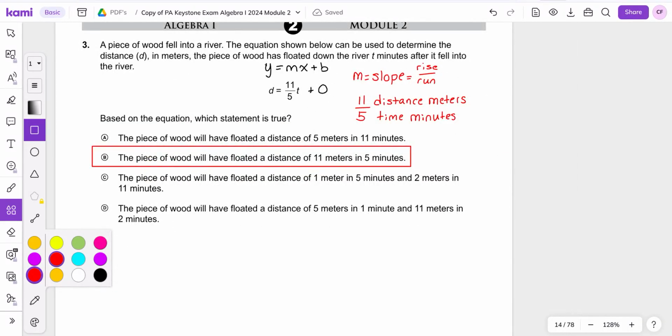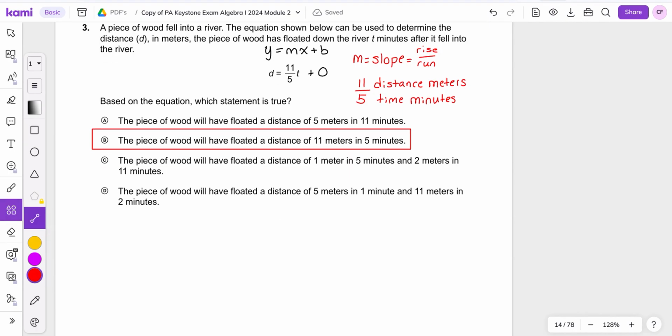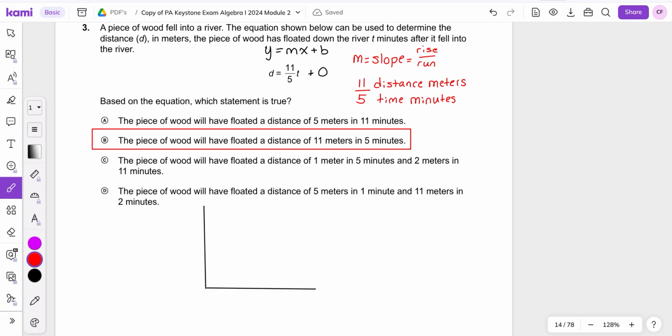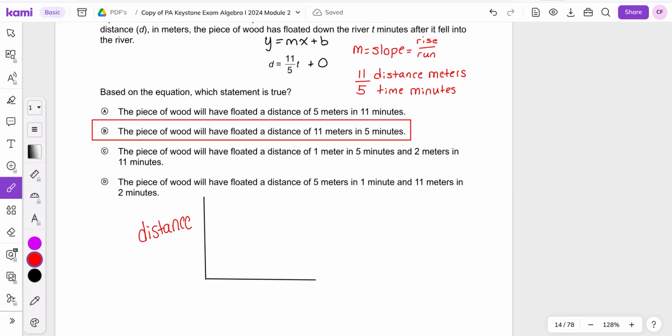And we can also think about it this way. While we don't have a graph, we can always create one or use one to relate to the problem here. So again, when I originally made it y equals mx plus b, the y is realistically the distance, and the x value, or the t, was the time.